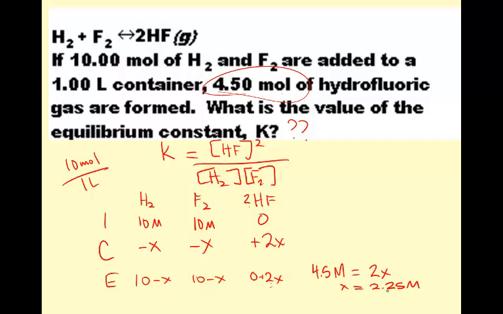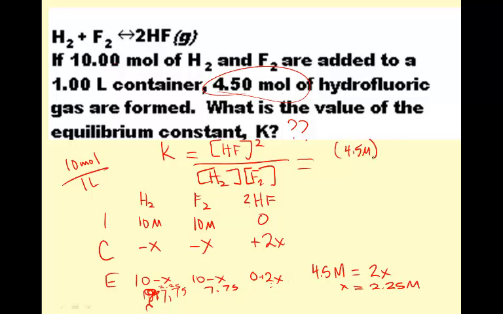Because now if we know that X is 2.25, we know that 10 minus X is the equilibrium concentration. So 10 minus 2.25 is 7.75. This is also going to be 7.75. So guess what? We are saved. We can plug this in. We know that the concentration of HF is 0.45 moles per liter. Alright, so we got to plug that in. I said 0.45. We know it's 4.5 molar.